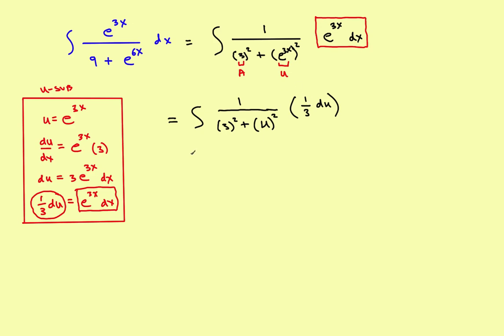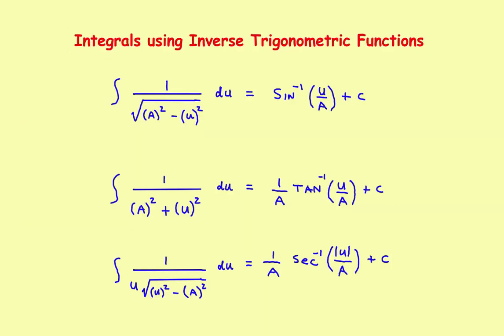Okay, next step, take the 1/3, move it out in front. So this will become 1/3 of the integral of 1 over 3 squared plus u squared du. Now you went through all that just to turn it into the form of the formula. So now looking at this, let's go back and look at the formula. You've got 1 over something squared plus something squared. You've got it in this form, so this will turn into 1 over a times the inverse tangent of u over a plus c. So you can use that as your integral.